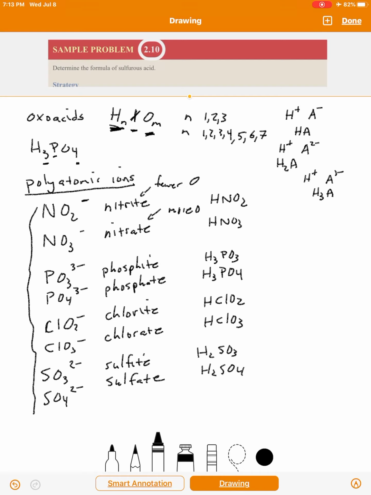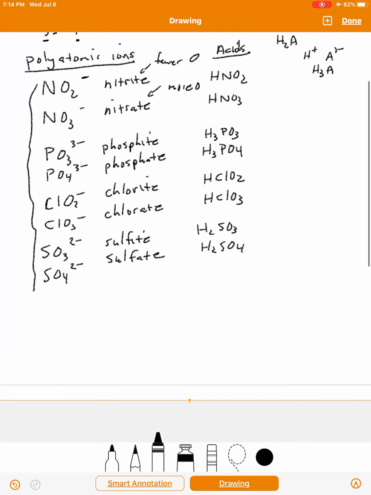Now again, see how I have these as pairs? These are acids now. The polyatomic ions, you add the hydrogen ions, now you've got the acids. And because these acids have oxygen, these are called oxoacids. Okay? Now, how do we name them? The general rule is very, very simple for oxoacids.